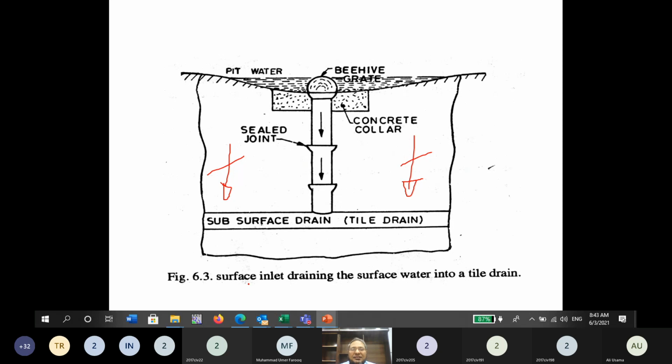These are the surface inlets. This is a surface inlet, and here we provide a filter. Filter material means gravel, sand, etc. We give a low lying area, a depression, so that the surface water should come here. After filtering, there is a vertical pipe, called the surface inlet, and then it supplies water to the tile drain, and the water moves in the particular direction where the slope is given.